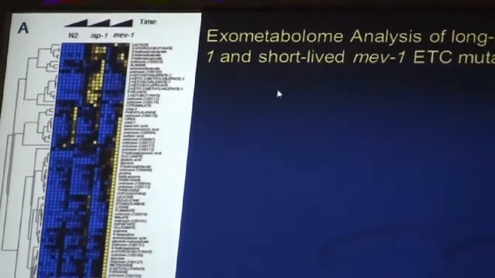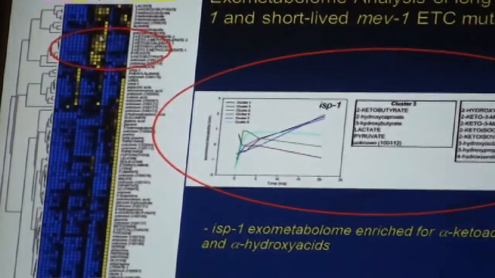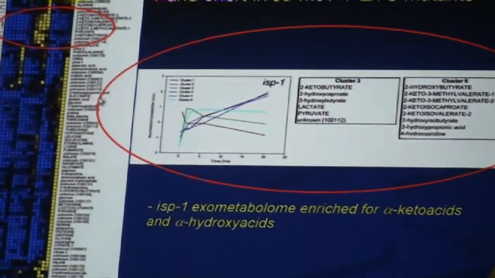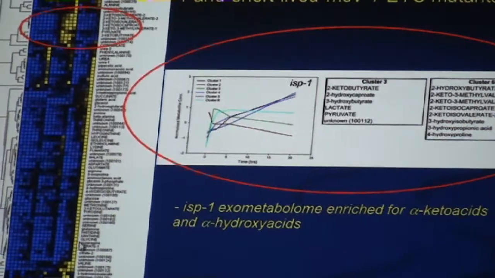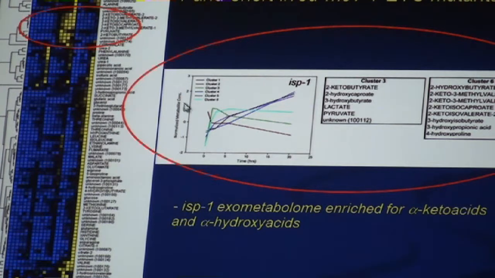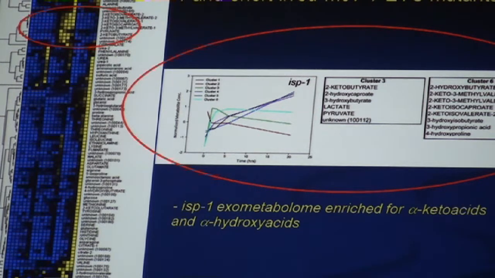Okay, and so you can see very clearly that there's a metabolic signature that's distinct to these mutants. And you can also see that there's another metabolic signature that's distinct to MEV1. When we looked at what these metabolites were, they were enriched in all of these alpha keto acids.